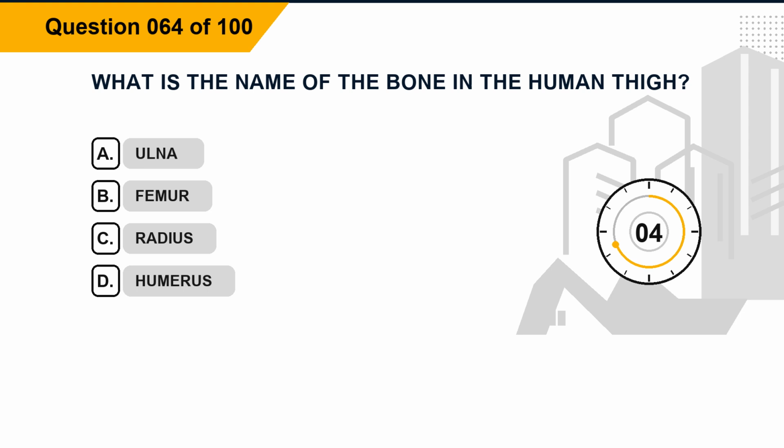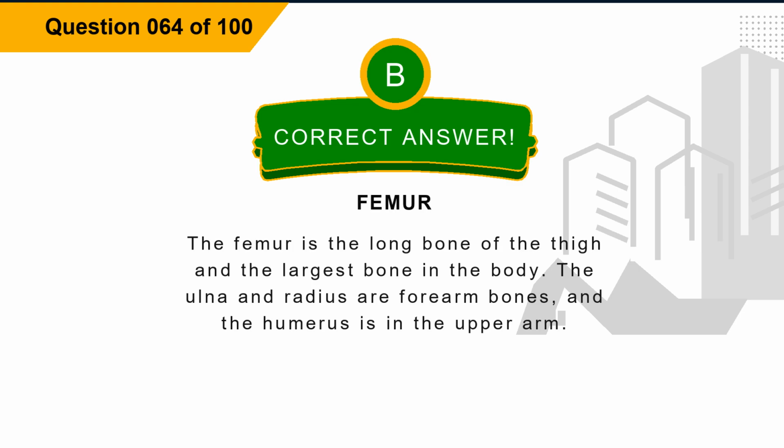Option C, radius. Option D, humerus. The correct answer is option B, femur. Explanation. The femur is the long bone of the thigh and the largest bone in the body. The ulna and radius are forearm bones, and the humerus is in the upper arm.